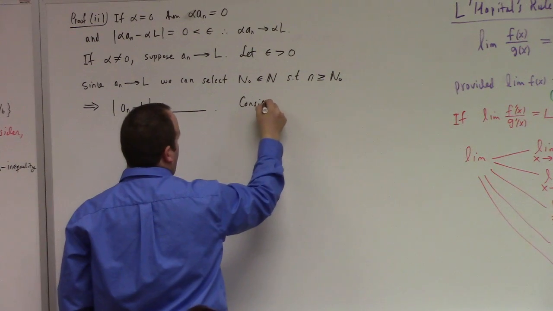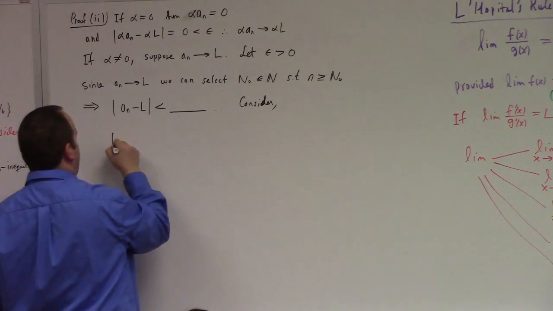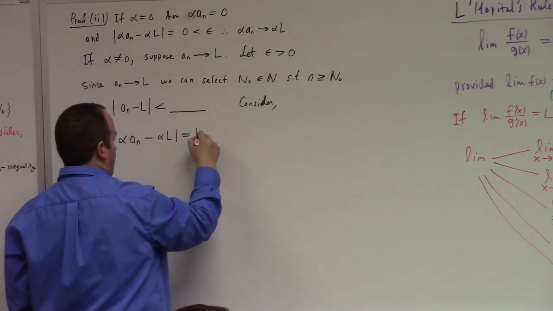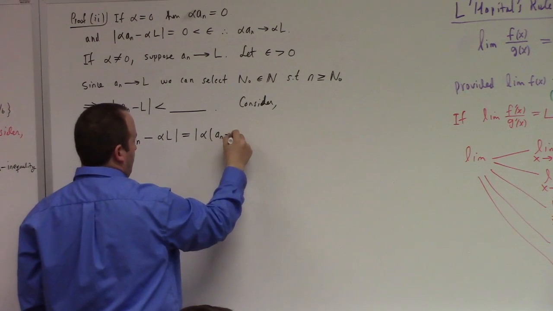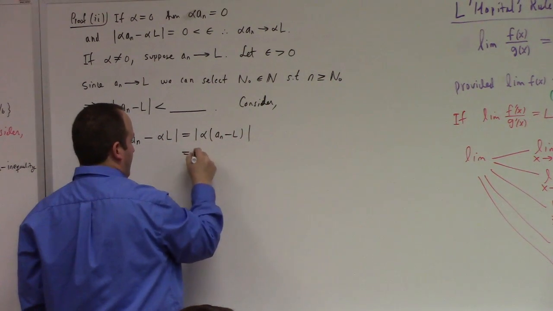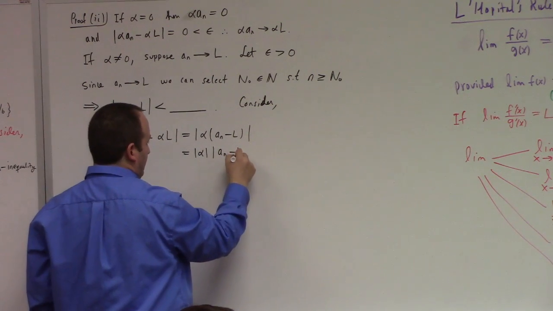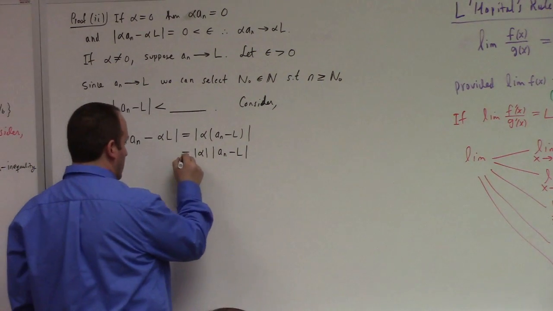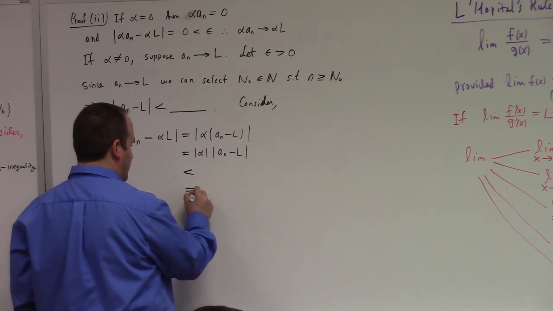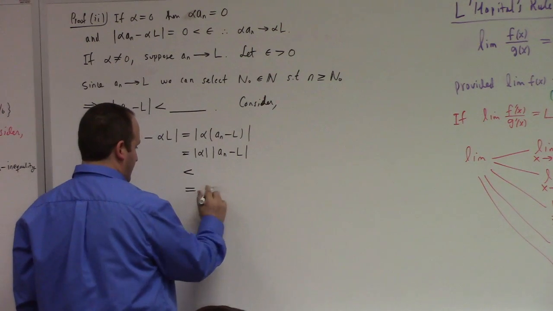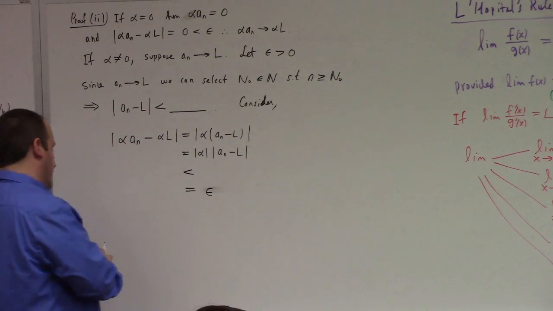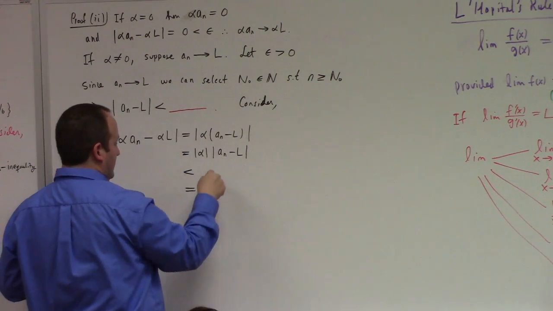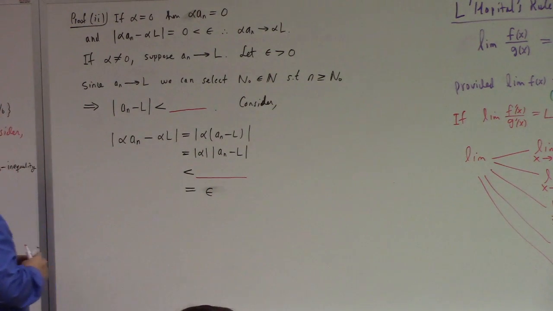Consider the absolute value of alpha times a sub n minus alpha L, which is equal to the absolute value of alpha times the absolute value of a sub n minus L, less than something, and then I want that to be equal to epsilon. All right. I'm trying to choose our own adventure here, so we can fill in those blanks.